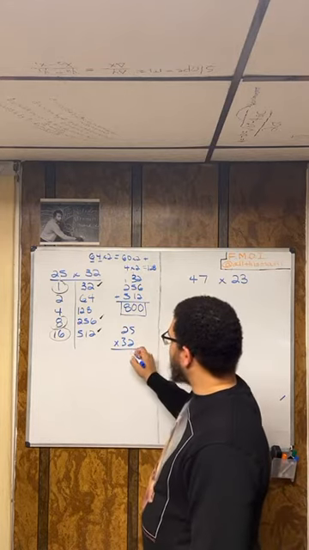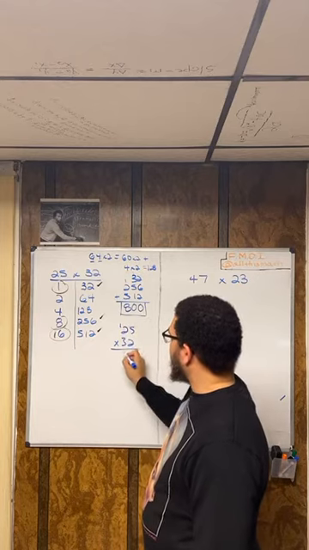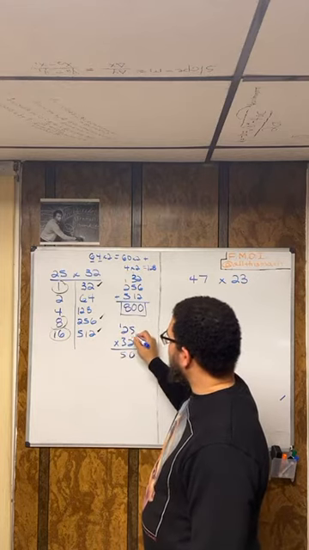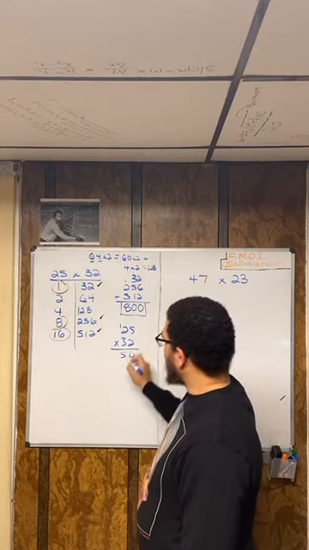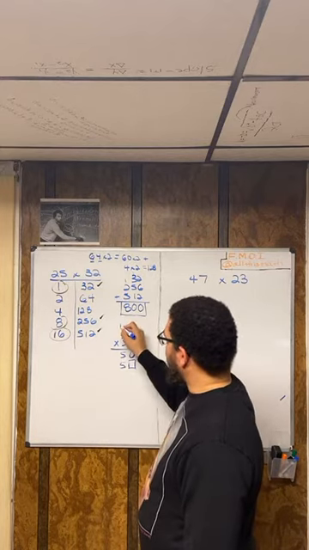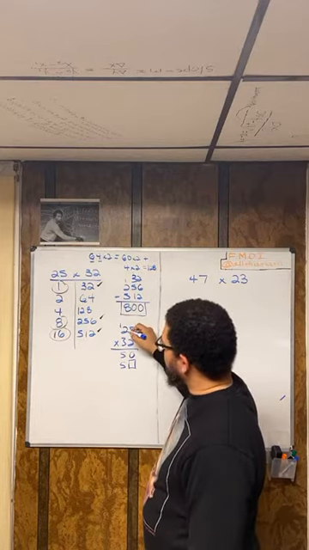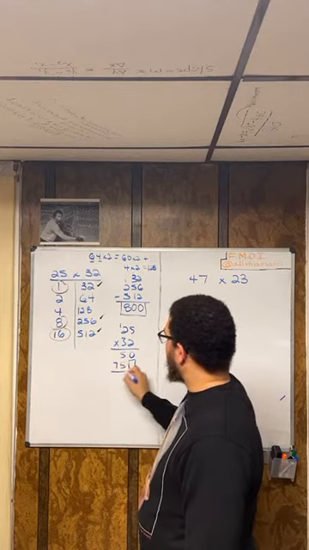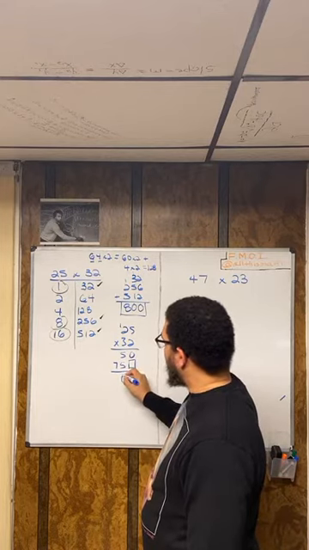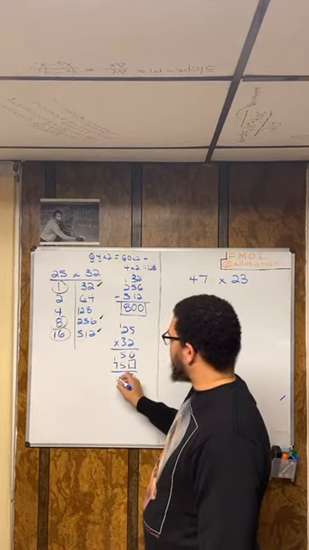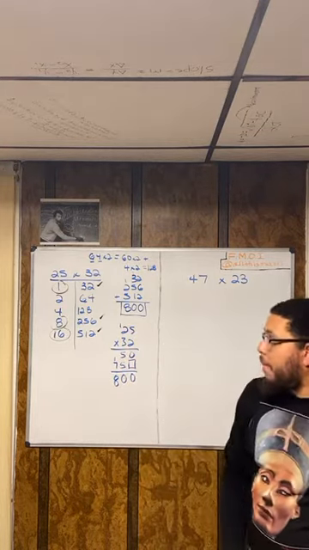2 times 5 is 10. That's 0, carry the 1. 2 times 2 is 4, plus 1 is 5. 3 times 5 is 15. Make sure you go in one space, right? 3 times 5 is 15. Write the 5, carry the 1. I already got a 1 there, so I could just use that 1. 3 times 2 is 6. 6 plus 1 is 7. 0 plus nothing is 0. 5 plus 5 is 10. Write the 0, carry the 1. 1 plus 7 is 8. You get 800 that way too.